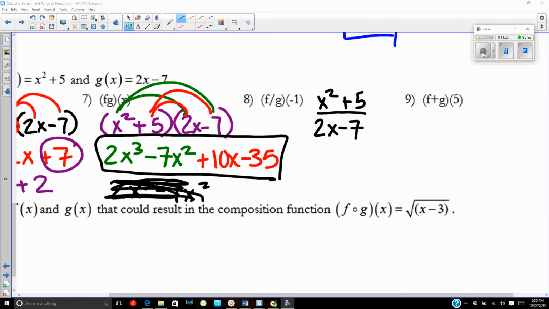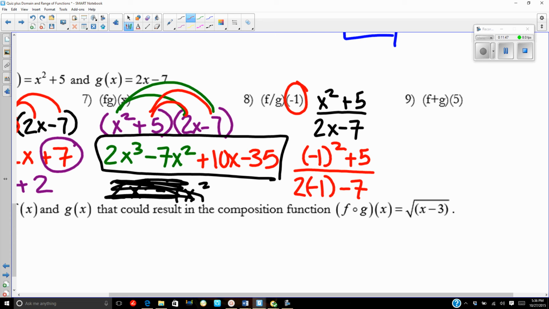All right, number 8. Most of you, I'd say probably about 80 to 90% of you got this one right on the quiz. If you didn't get it right, don't know why. Make sure you ask me. But we're just dividing function f by function g, but instead of x, we're inserting a -1. And this is the one I would be careful and not do it all in the calculator at once.